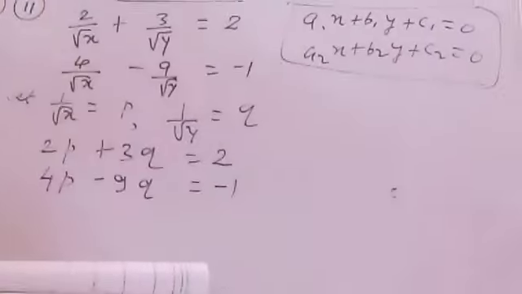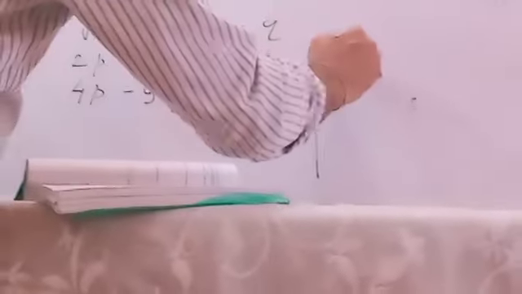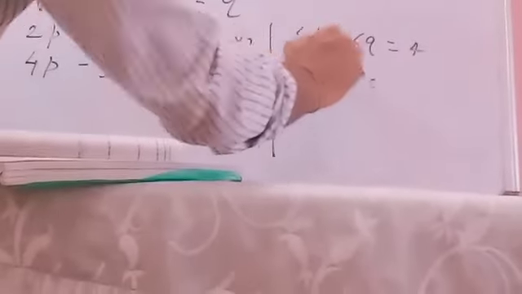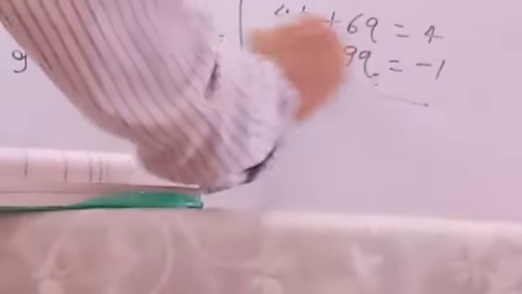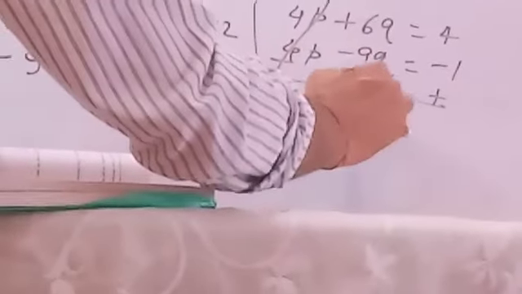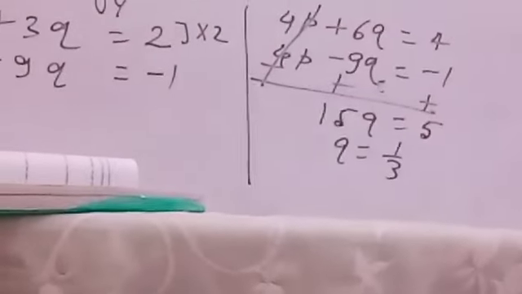Now I am solving these equations for you using the elimination method. If we multiply the first equation by 2, we get 4p plus 6q is equal to 4. We already have 4p minus 9q is equal to minus 1. Subtracting, the 4p cancels, and 15q is equal to 5. So q is equal to 1 by 3.